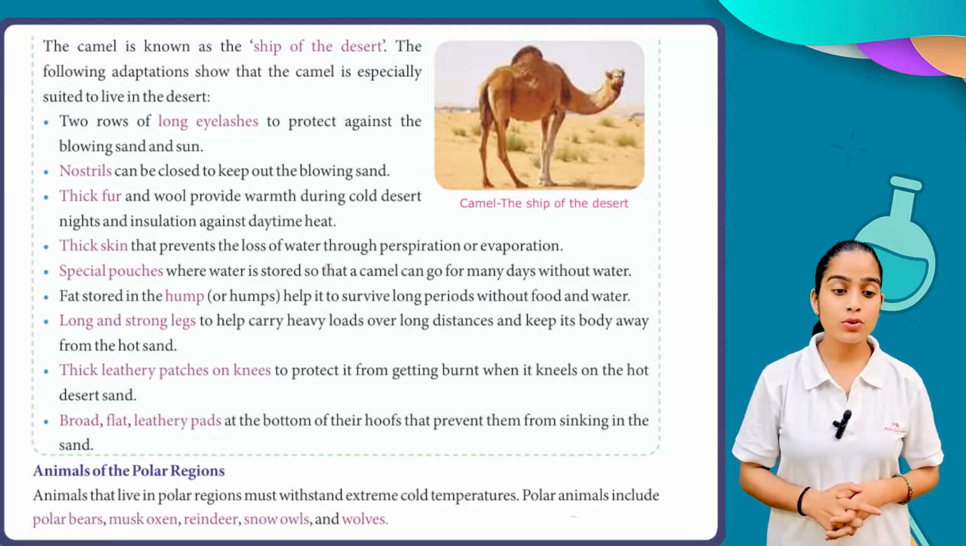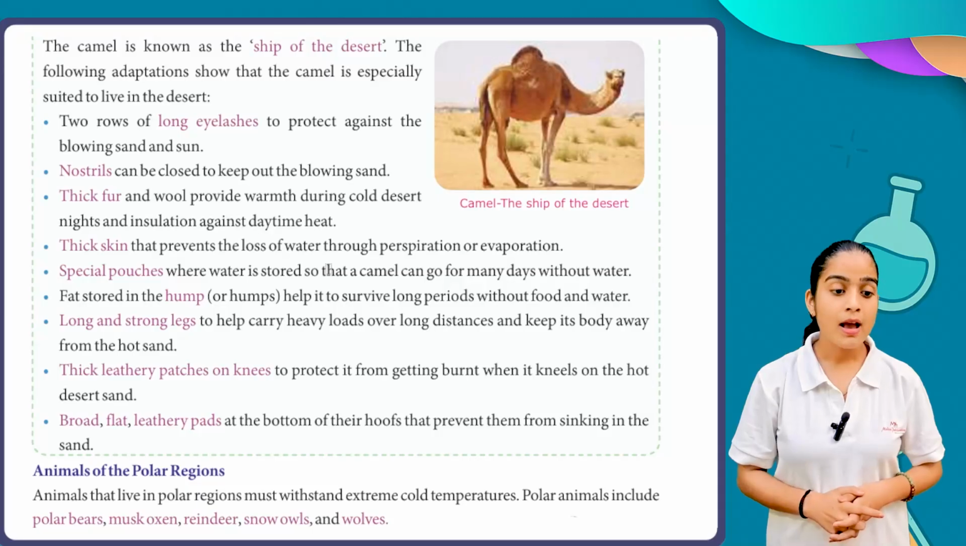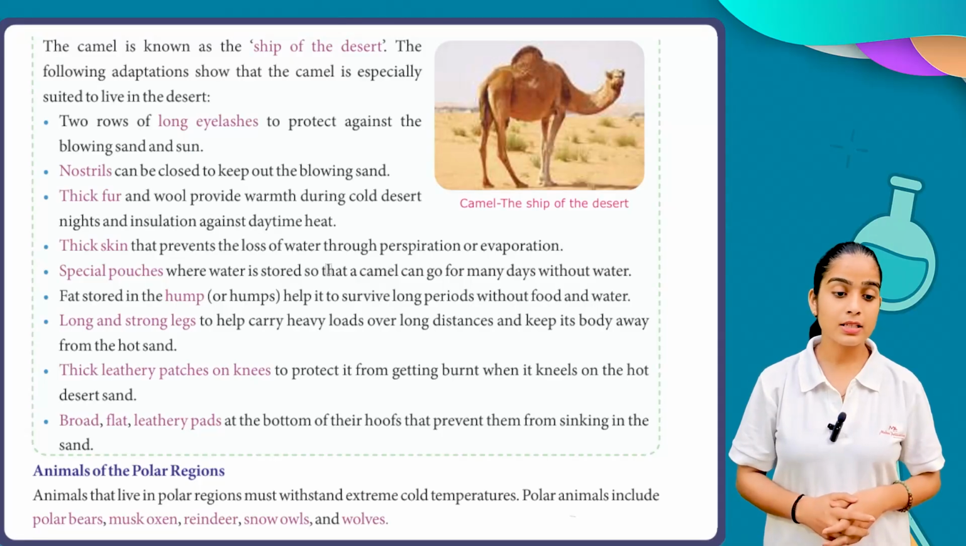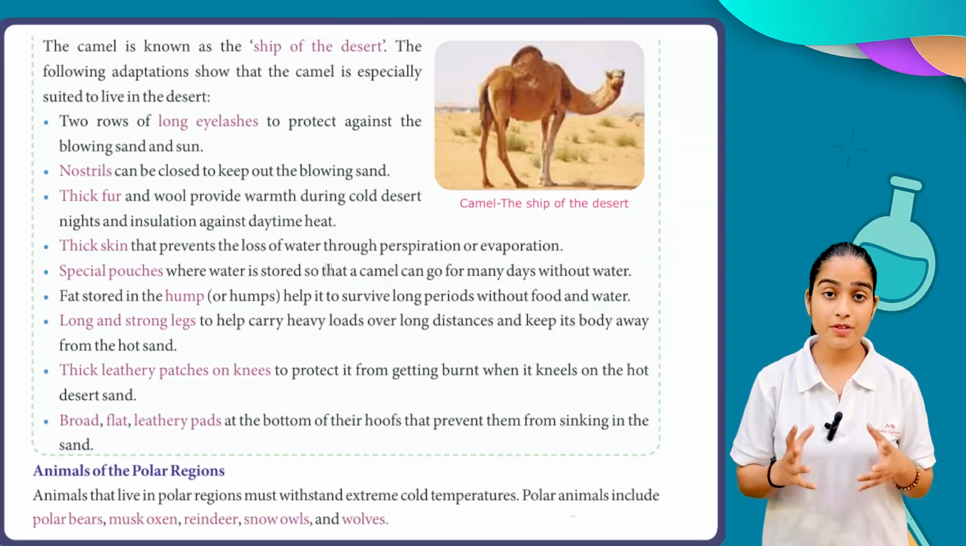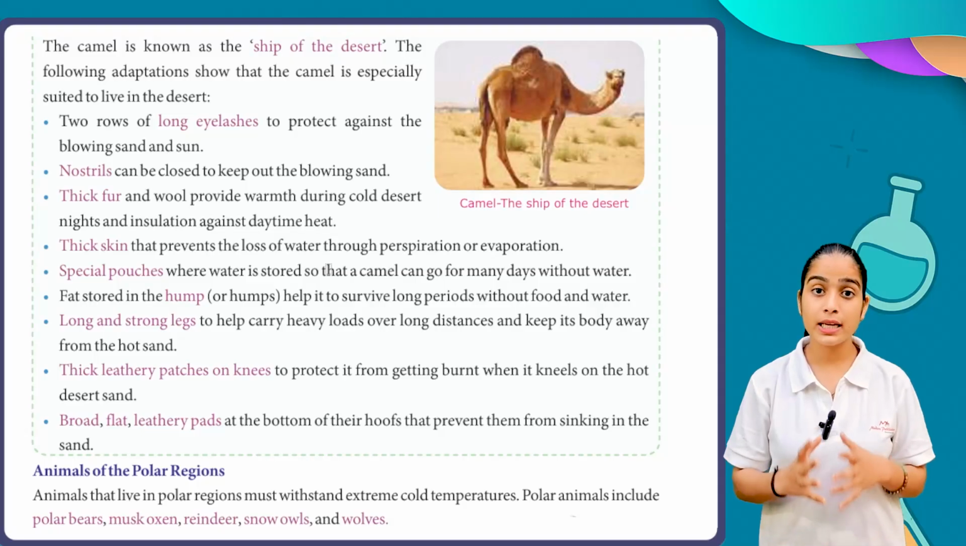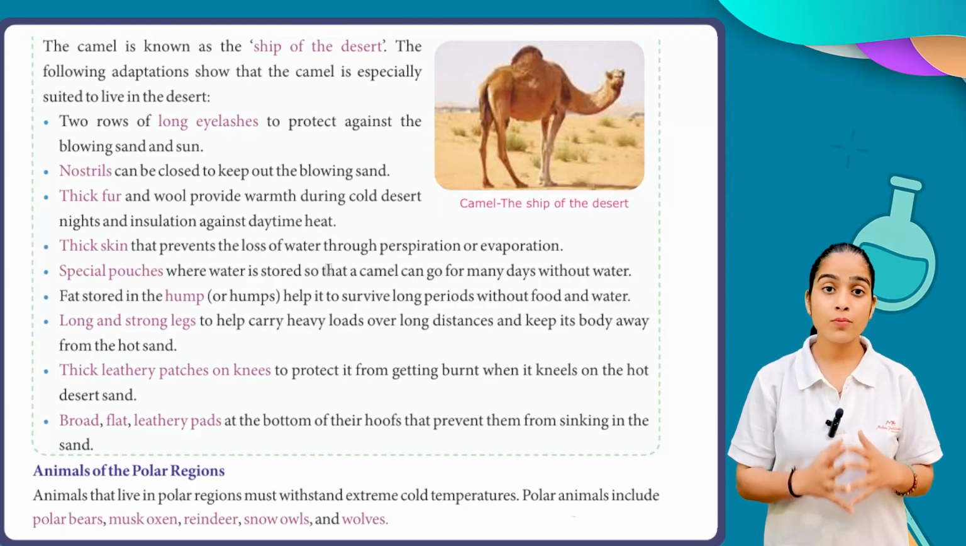Nostrils can be closed to keep out the blowing sand. Thick fur and wool provide warmth during the cold desert night and insulation against daytime heat. Thick skin prevents the loss of water through perspiration or evaporation. Special pouches where water is stored so that a camel can go for many days without water. So they have special pouches where they can save their water for a long-duration journey.